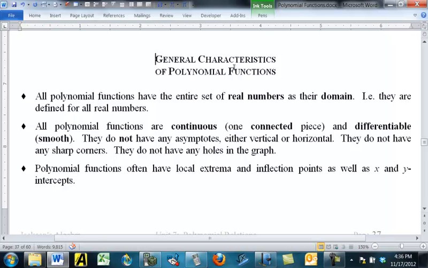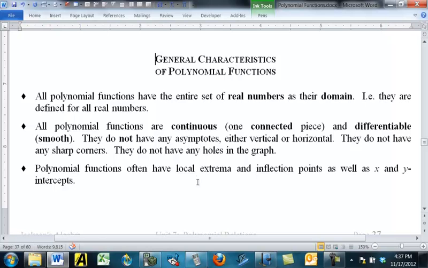Differentiable, so they're smooth. They don't have any asymptotes. They don't have any vertical or horizontal asymptotes. They don't have any sharp corners. They don't have any holes in the graph. They're locally linear, so if you zoom in close on them at any point, they look like a straight line. And they often have extrema and inflection points as well as x and y intercepts.